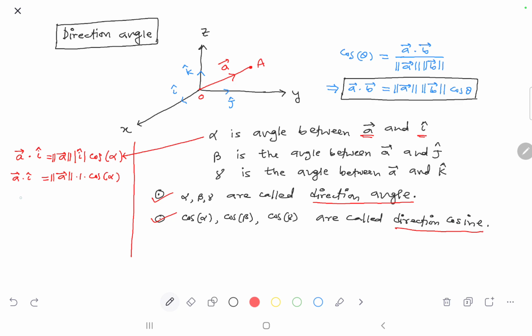So what we are getting is that the magnitude of vector A times cosine alpha is nothing but vector A dot i cap. Since we are interested in finding the direction cosine, cosine alpha is nothing but vector A dot i cap divided by the absolute value of vector A. So far the calculation is okay.